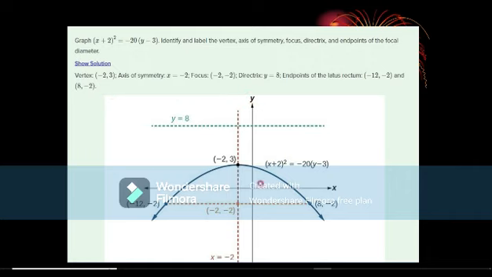Okay. So this is now the graph. And the vertex is negative 2, 3. The focus is negative 2, negative 2. Our directrix is y is equal to 8. Our axis of symmetry is x is equal to negative 2. And the endpoints of the focal diameter are negative 12, negative 2, and 8, negative 2. And this is now the graph of the equation x plus 2 quantity squared is equal to negative 20 times y minus 3. Okay, let's continue.